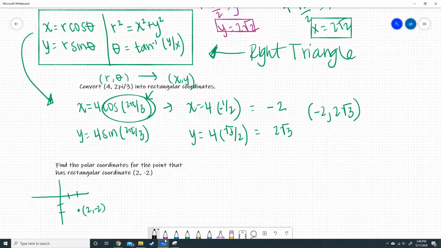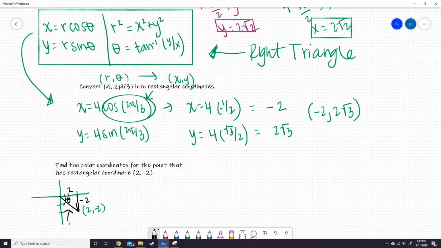And if I were to draw a right triangle coming out of the origin, that is what I would draw. And of course, this would be the angle theta. So 2, -2 tells us that this side is -2 and this side is 2. And using that information, could I figure out the hypotenuse, which would be r, and theta?